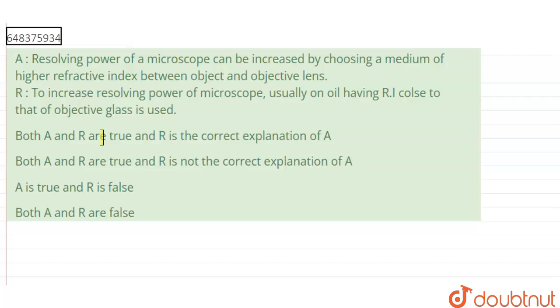We are given four options. Both A and R are true and R is the correct explanation of A. Both A and R are true and R is not the correct explanation of A. A is true and R is false. Both A and R are false.